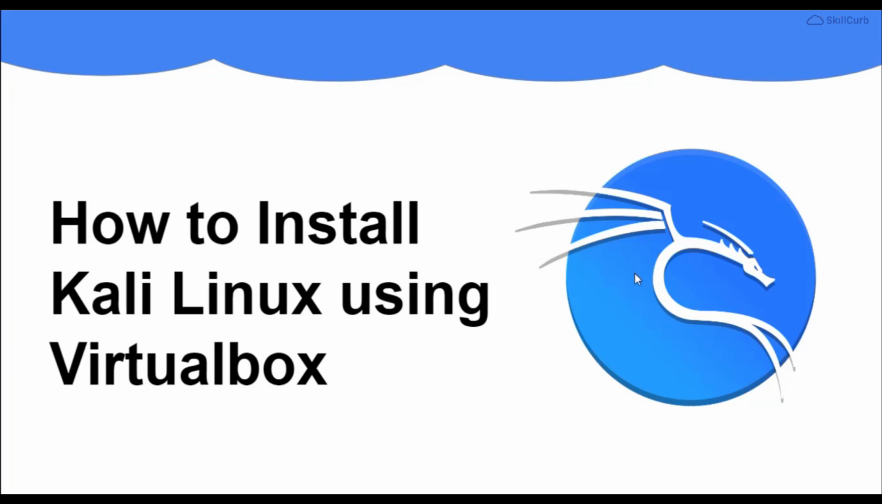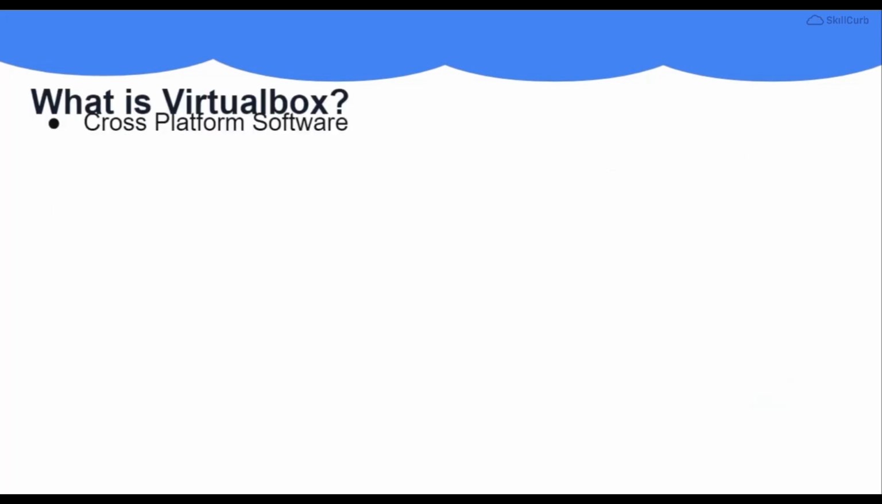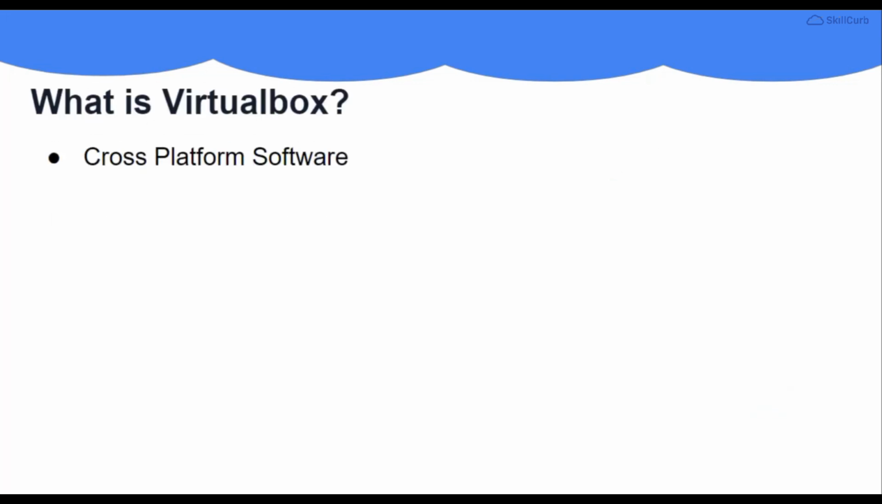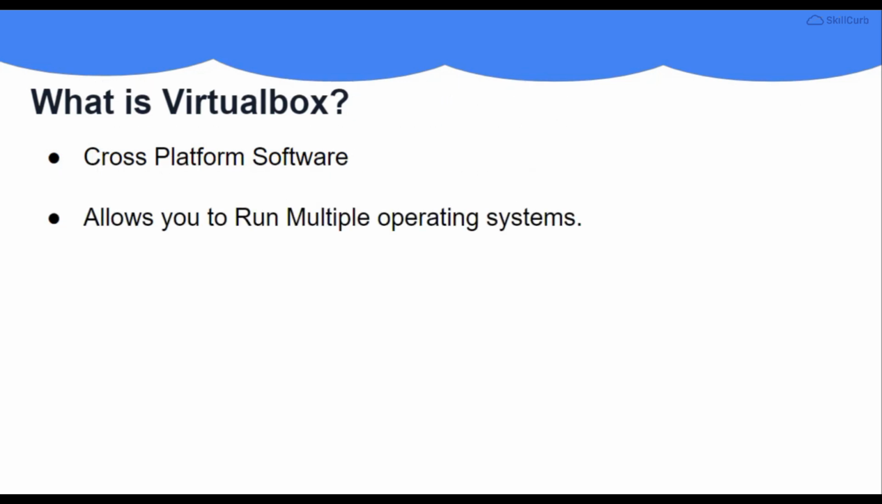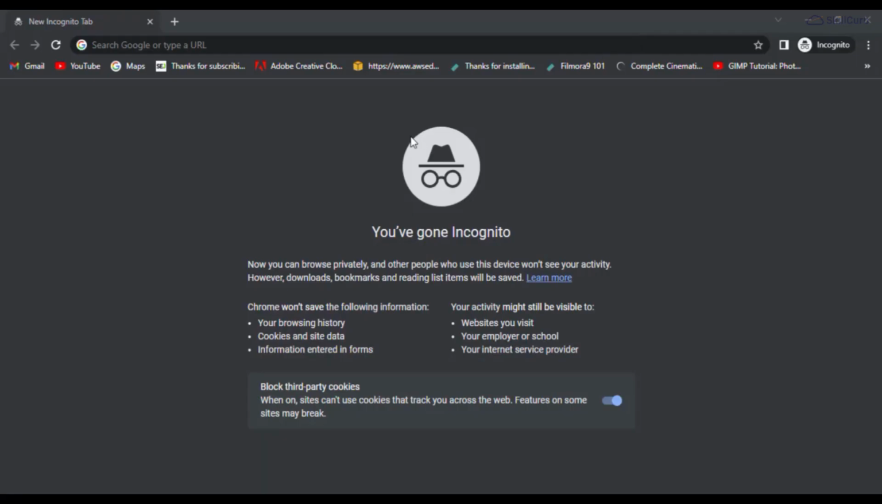Hello everyone, welcome to this tutorial on how to install Kali Linux in our local system using VirtualBox. Now, VirtualBox is a cross-platform virtualization software. It allows users to extend their existing computer to run multiple operating systems, including Microsoft Windows, Mac OS, Linux, Oracle at the same time. So let's start with our installation.